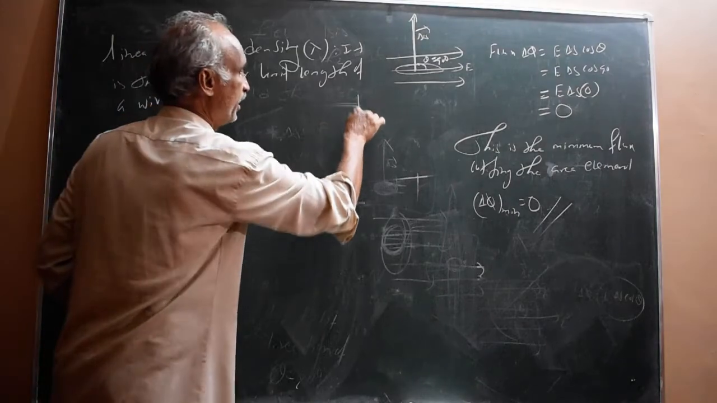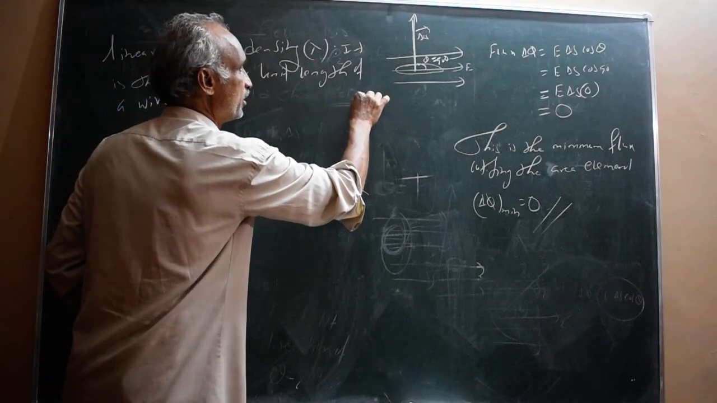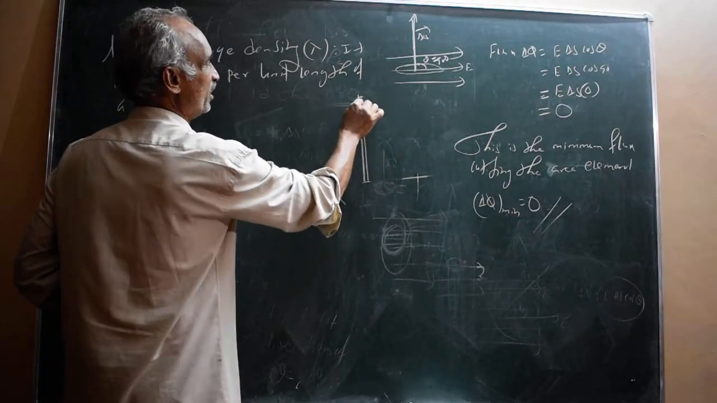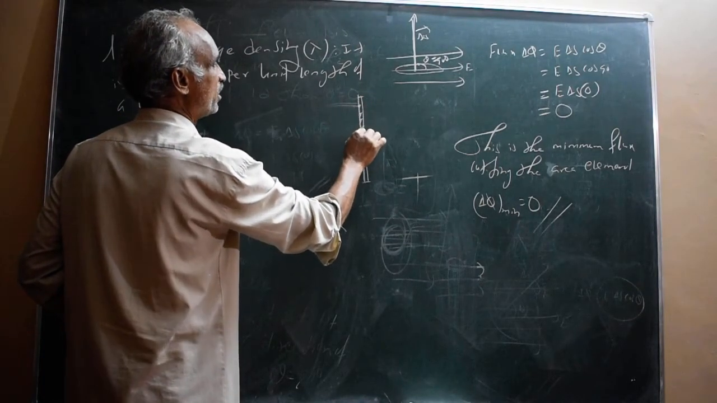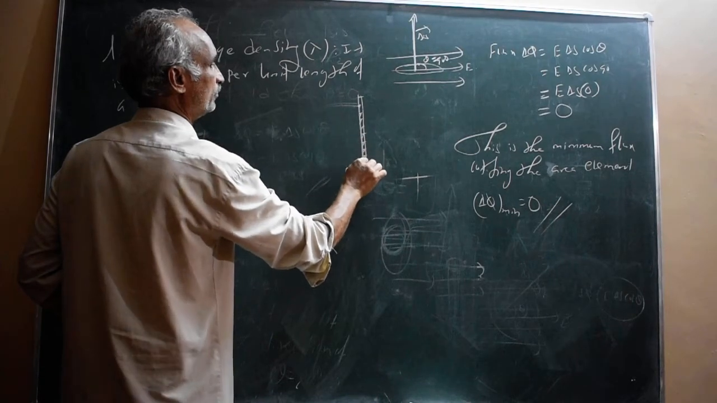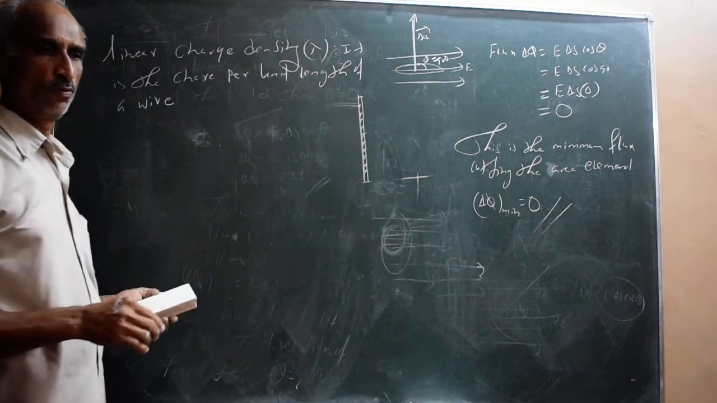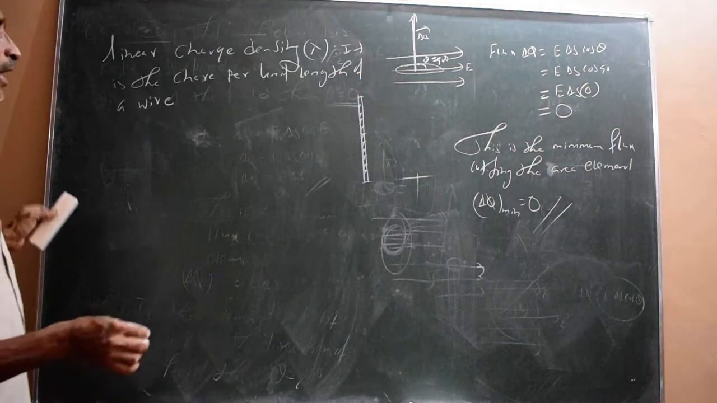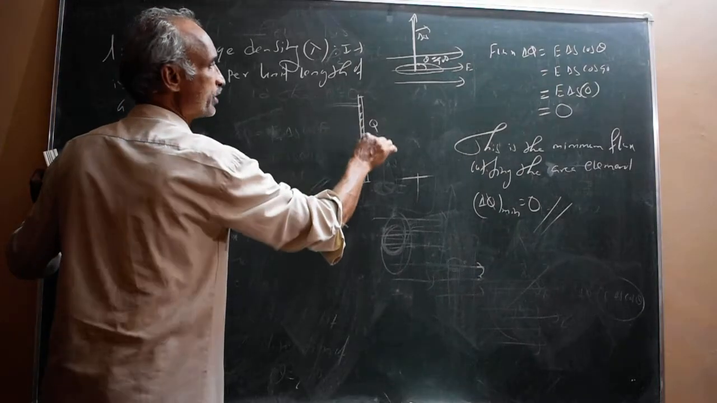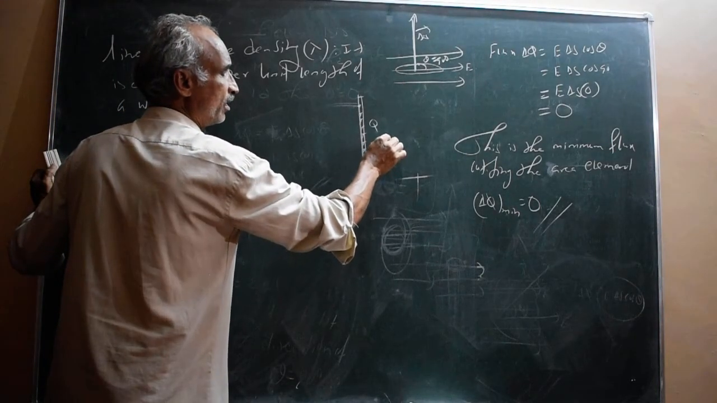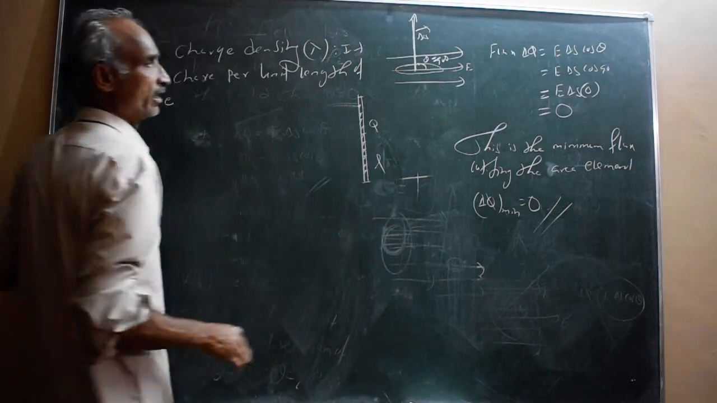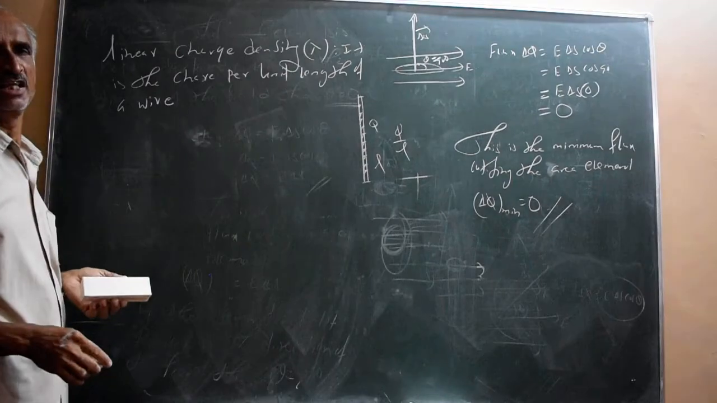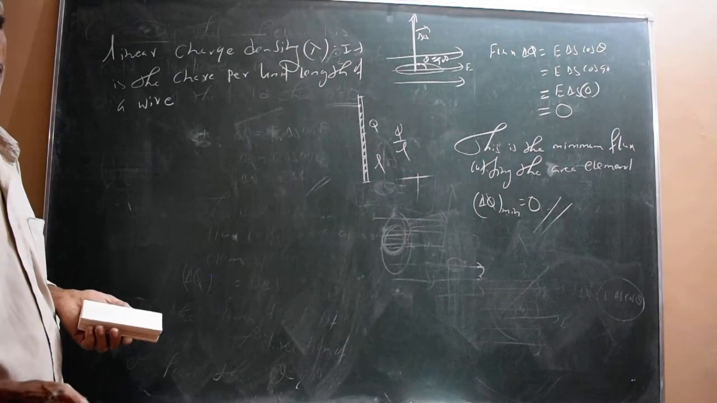Suppose here is a wire, and it is charged. Either it is positively charged or negatively charged, and the total charge is Q, and the length is L. What is the charge per unit length? Q upon L. Charge per unit length is Q upon L. That is the charge density.